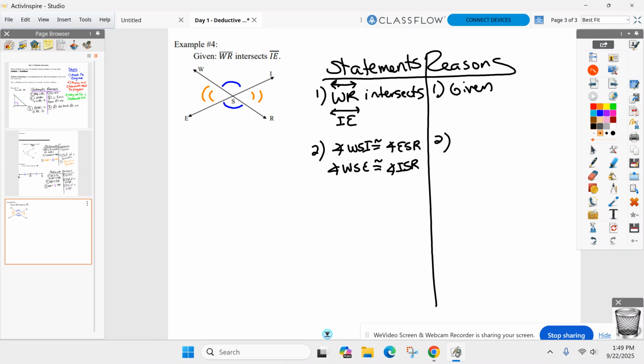Yes. It's right that they intersect at point S. Sorry, I forgot point S.